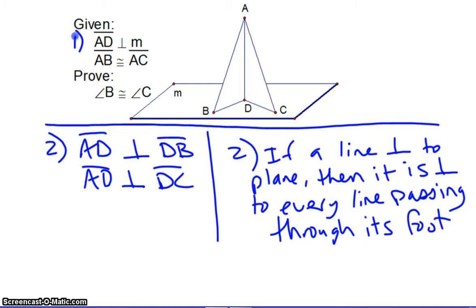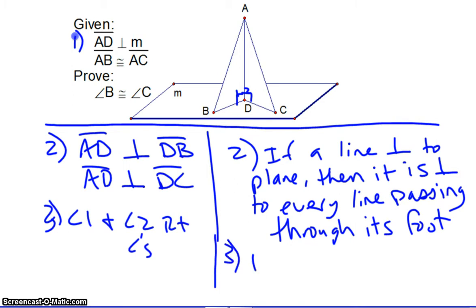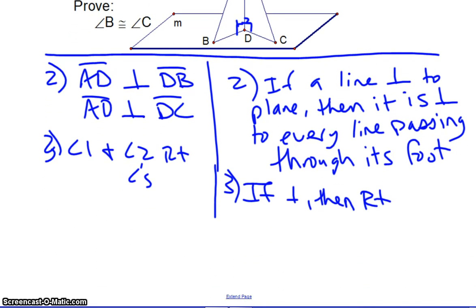If a line is perpendicular to a plane, then it is perpendicular to every line passing through its foot. And yes, you do need to write down all of that. And then after that, we can say that we have right angles. I'll call them angles 1 and 2. And we have right angles because if perpendicular, then right. After we say angles are right angles, we can say that those angles are congruent to each other.